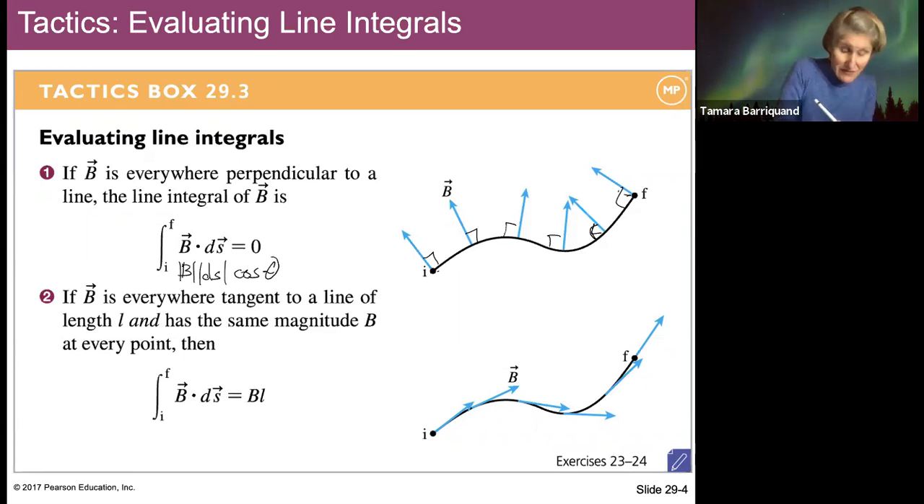And the cosine of 90 degrees is 0. So in this case, the magnitude of the magnetic field will be 0.